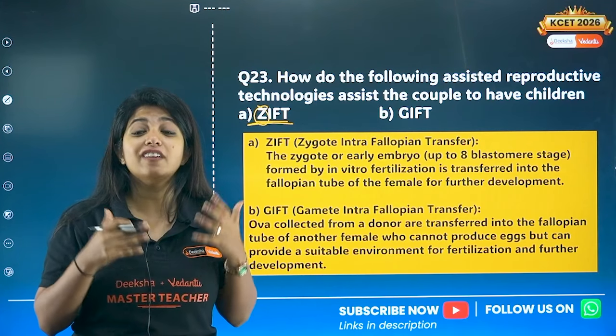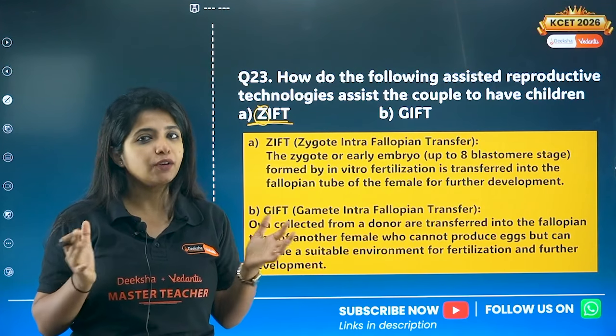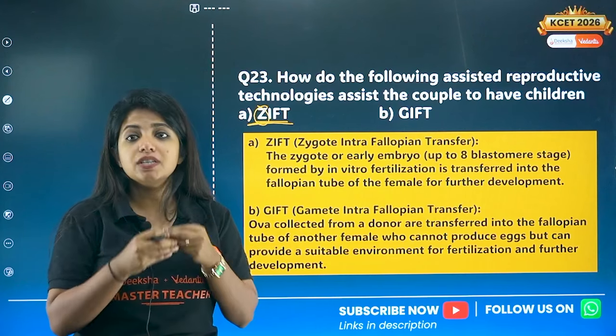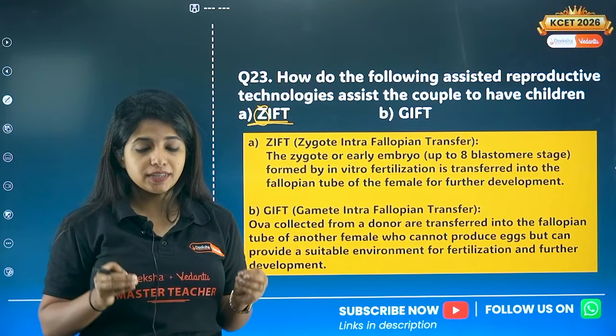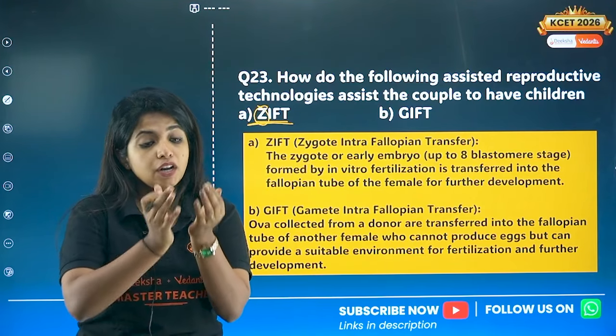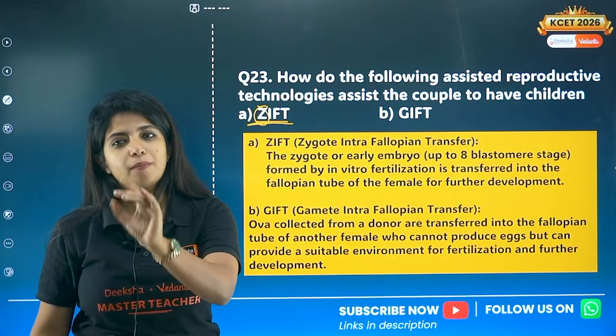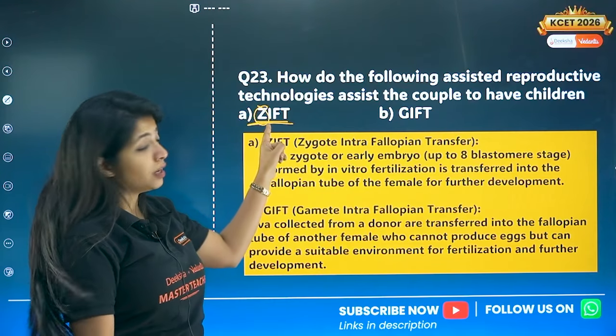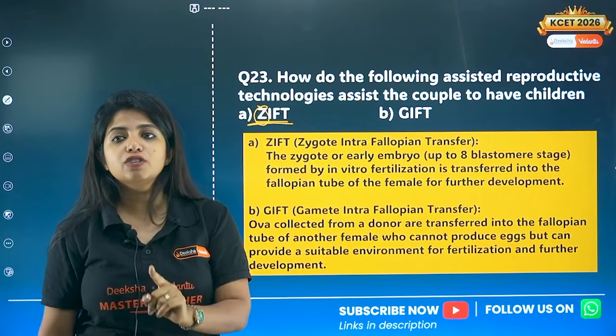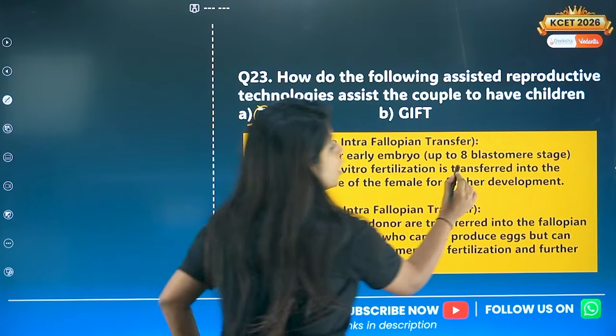This is an example of IVF, in vitro fertilization. In vitro means fertilization is happening in the lab. So the egg is taken, the sperm is taken, it is fertilized, and you get the zygote. Now either you can put the zygote in the fallopian tube, or you can also put the embryo, but there is a catch. If you want to put it in the fallopian tube, the embryo just has to be up to 8 blastomeres, not beyond that.